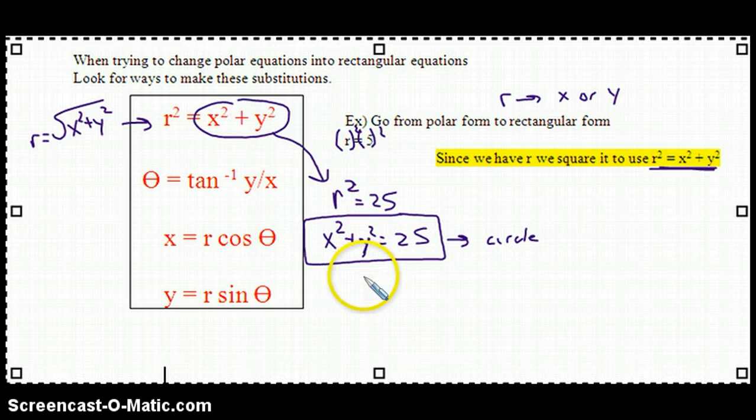So even though it doesn't ask me to graph it, we usually want to get it into the form that's easy for us to graph, and in this case that is if you just leave it in the form of a circle like that. But I know that this is a rectangular equation because now it's got the x's and the y's in it. It doesn't have an r in my problem anymore.